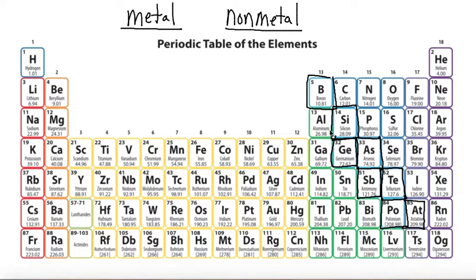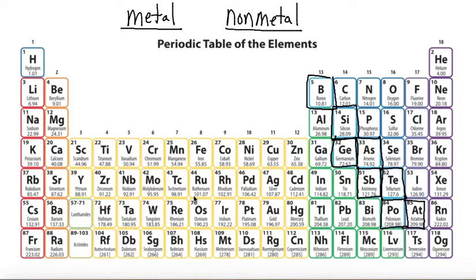Any element that is to the left of this staircase is considered a metal. All of these elements in here are metallic in nature, okay? Lithium, magnesium, calcium, technetium, iron, cobalt. Some of these are pretty obvious because you know them, like nickel and iron and copper and zinc and silver and gold. Those we know as metals.